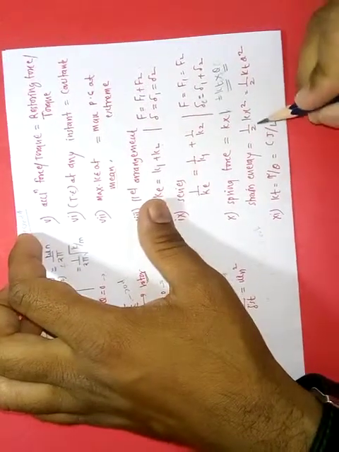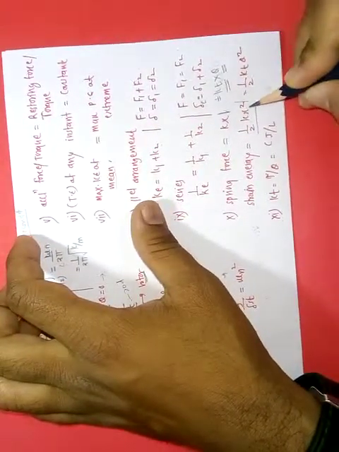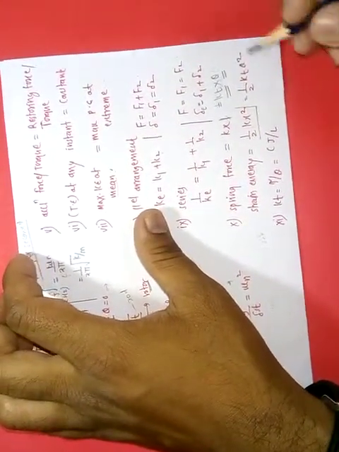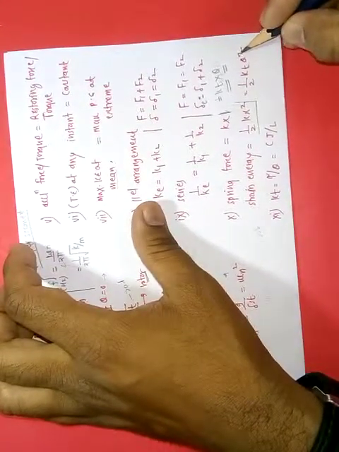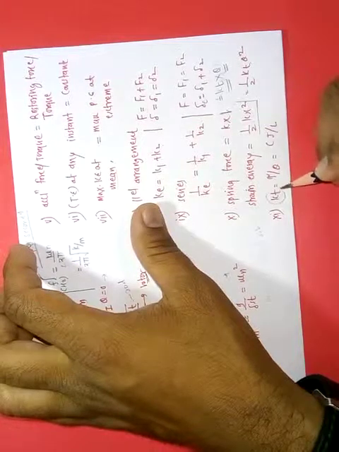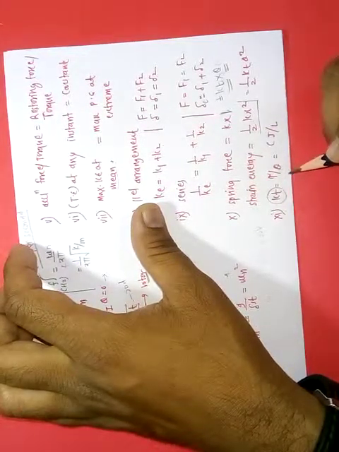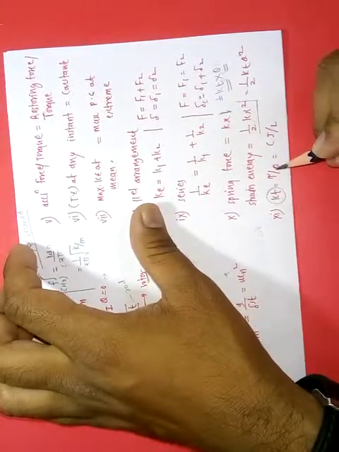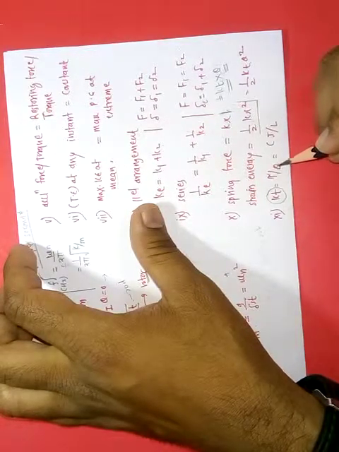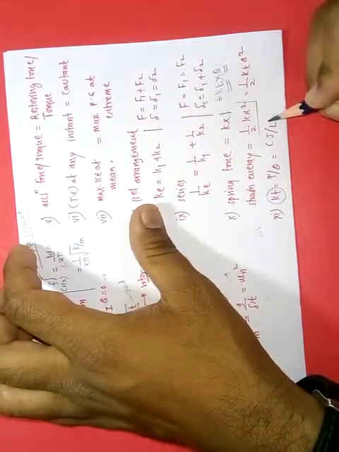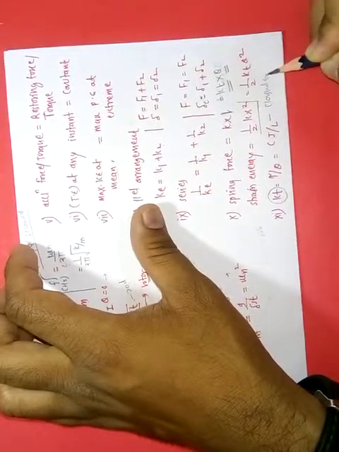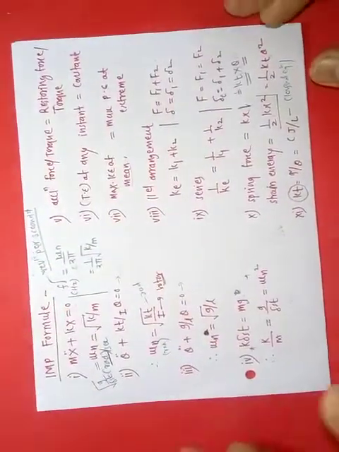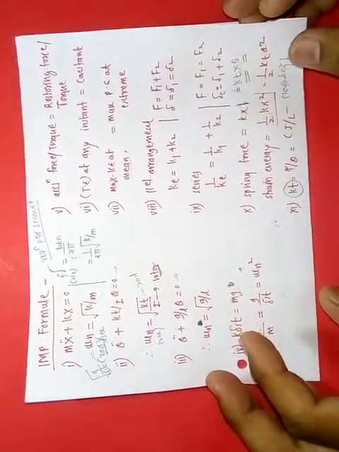Strain energy in linear case will be 1 by 2 kx square. In case of angular, it will be 1/2 kt into theta square. Then Kt, the torsional stiffness per unit deformation or angular deformation, that is torque per unit deformation, is equal to CJ upon L. This is from our torsional equation. So these are some important formulas.